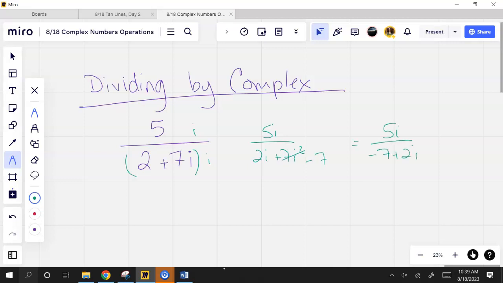What's the problem here? It's never going away, right? The issue I was trying to eliminate is still there. The problem is the i in the bottom, and it's still in the bottom. I keep hiding in the bottom. So that's not going to work when I've got a complex in the bottom. So I've got to back up and plan. If I'm dividing by a complex, I'm going to teach you a little trick.